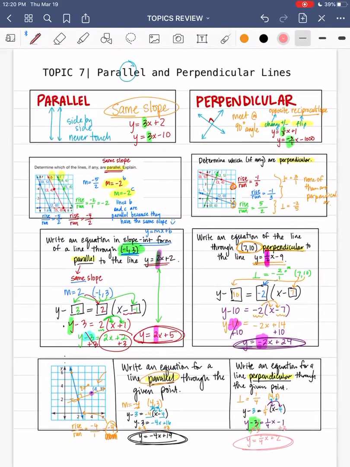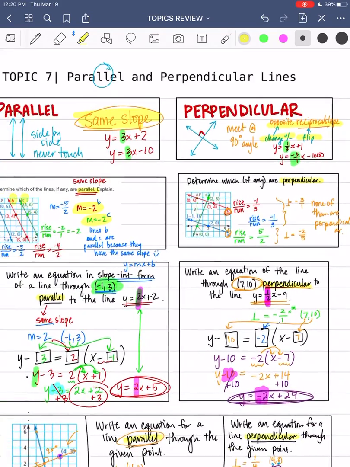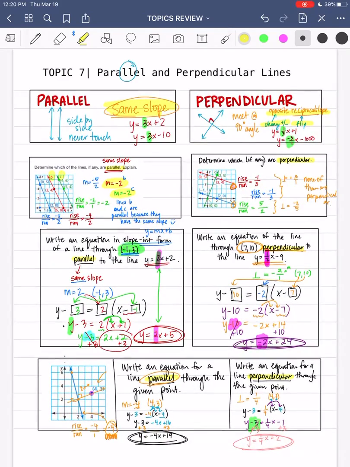All right, that is parallel and perpendicular lines. At the end of the day, the most important thing: parallel lines have the same slope. Perpendicular lines have opposite reciprocal slope, which is change and flip. Okay. Alrighty. You got it.